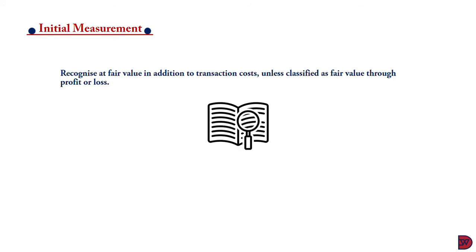So we look at the initial measurement of financial assets. Recognize a financial asset initially at fair value, including transaction costs, unless it is classified as fair value through profit or loss. Okay, so when we talk about initial measurement, it is the first time that the business enters into the contractual agreement that leads to the financial asset.